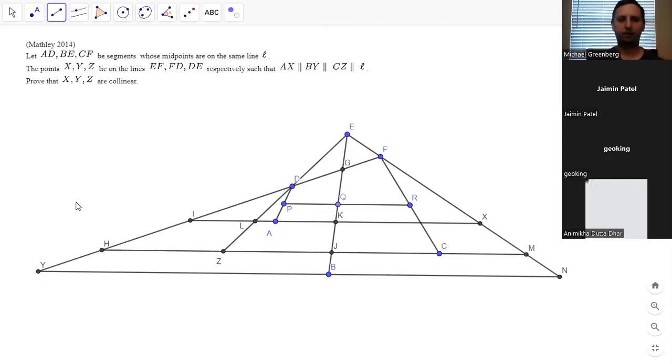All right, let's try this for like 5 more minutes and then I'll move on to the next one. Yeah, we haven't yet used that these are midpoints. So I think that's a key fact that we have to use somewhere.